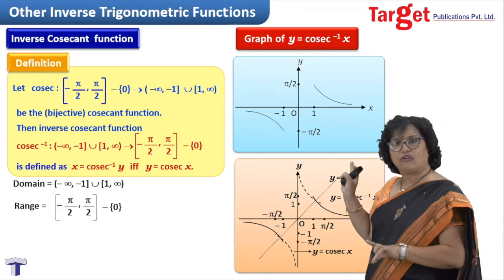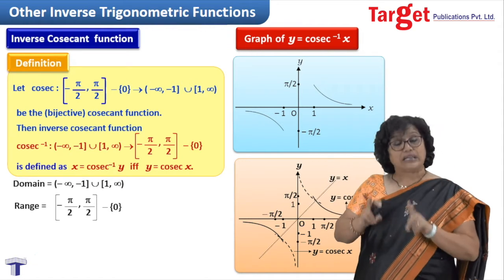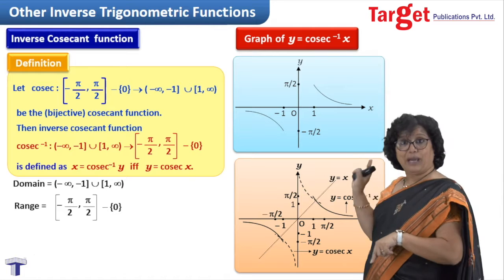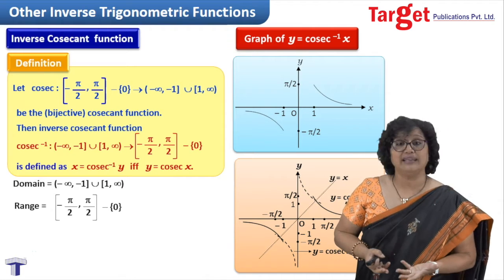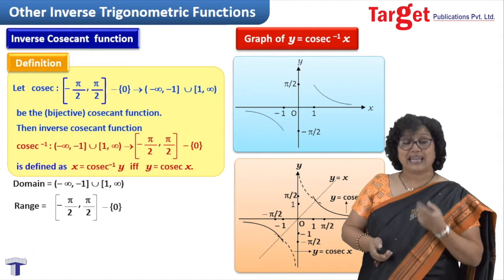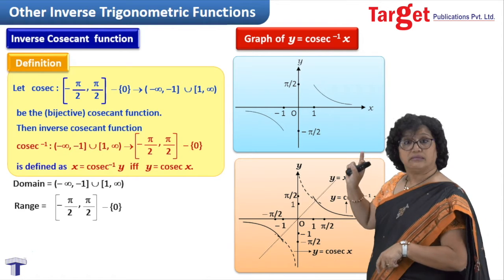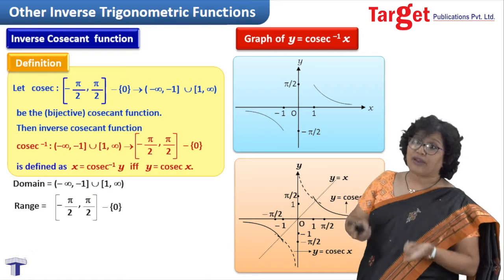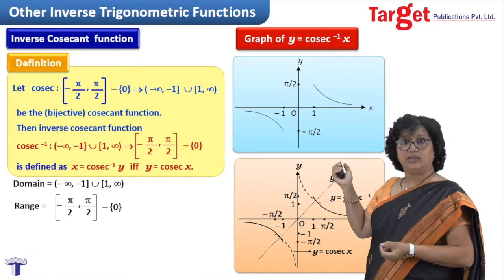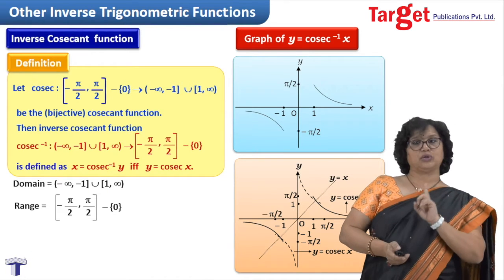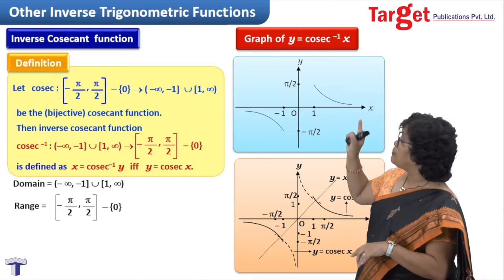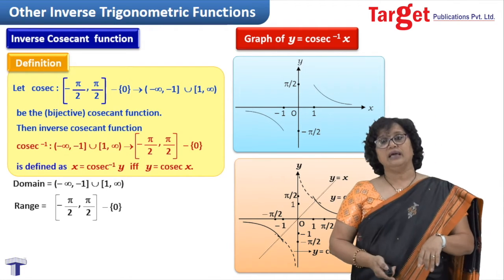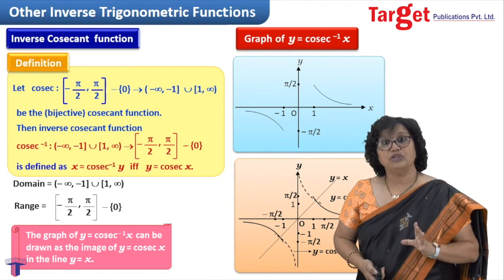They will be drawing the graph of y equal to cosec x between minus pi by 2 to pi by 2, and then take its reflection in the line y equal to x. The dotted curve I have shown is for y equal to cosec x, and its reflection I have shown as the bold one. You can see the graph of y equal to cosec inverse x there, which is the same as the previous one, the top one.